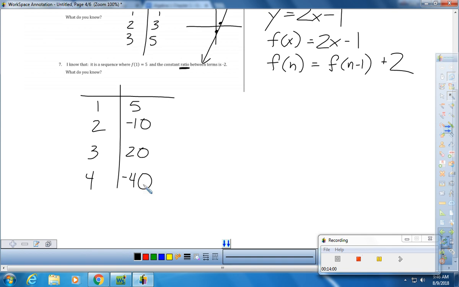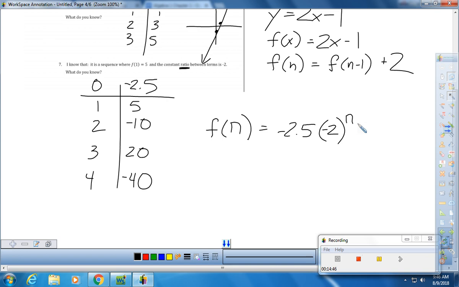So, let's see, is this right? Yep. The constant ratio is negative 2. So this would be, let's see, well, let's get the zeroth one. Zero would be negative 2.5. So, again, this is tough. F of n, it's where you start, negative 2.5 times, we multiply it by negative 2 every time to the n power.